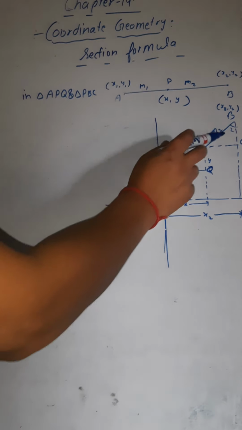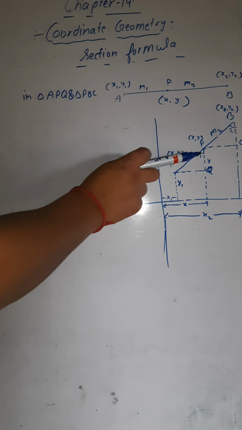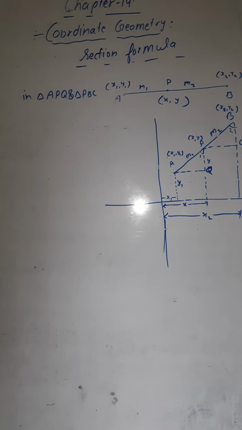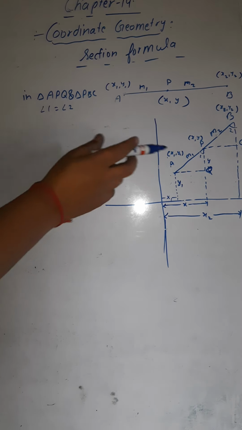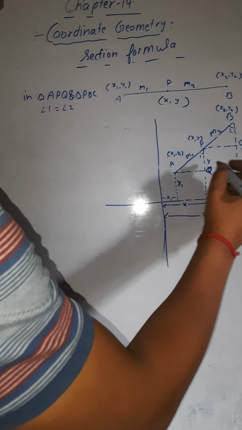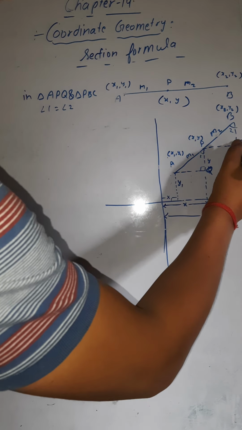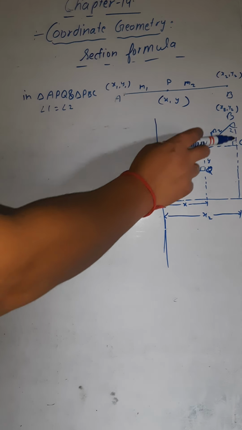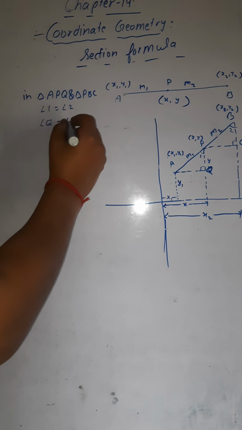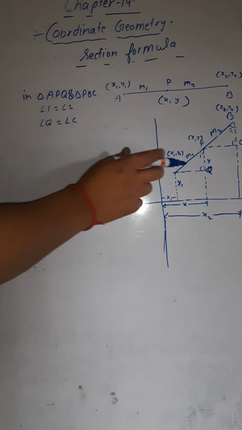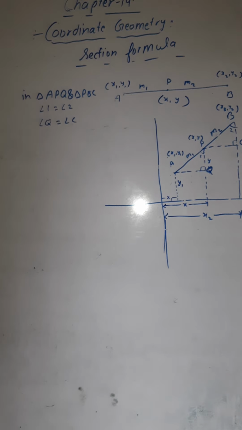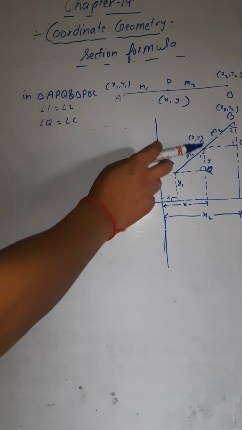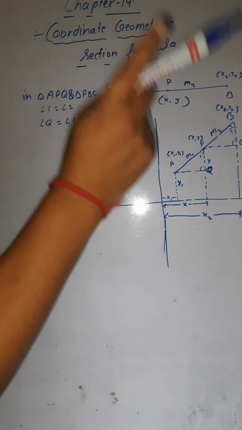Are you getting? In these two triangles, I am talking about these two triangles, angle 1 is equal to angle 2. And one more thing, if you see at angle Q, here it is 90 degrees and here it is also 90 degrees. It means angle Q is equal to angle C. Can you see this? Both are 90 degrees. It means by the angle similarity criterion, we can say that triangles APQ and PBC are similar triangles.